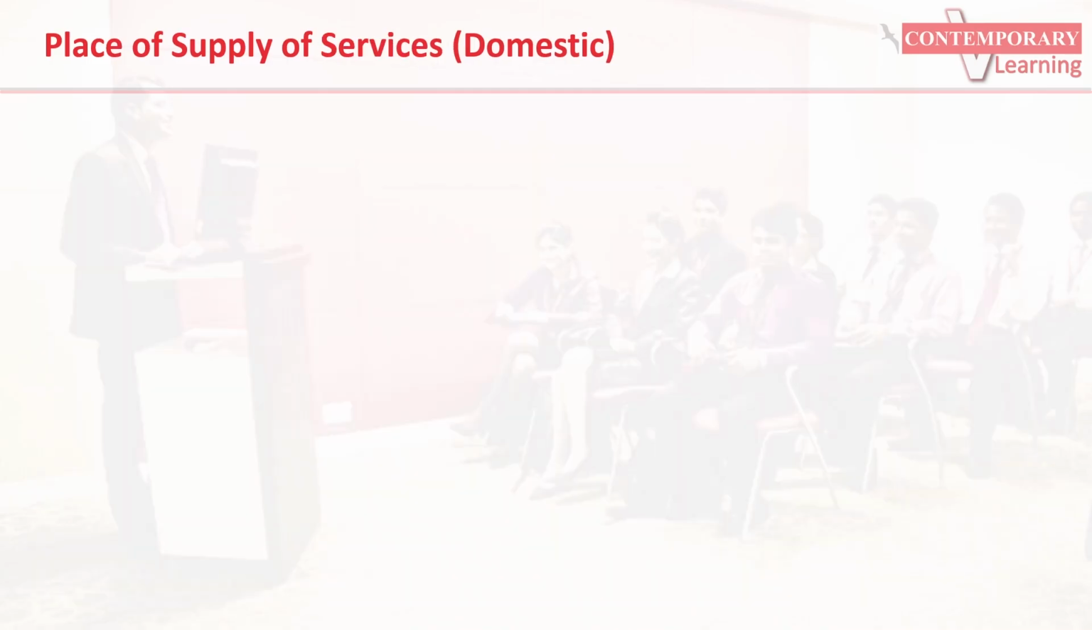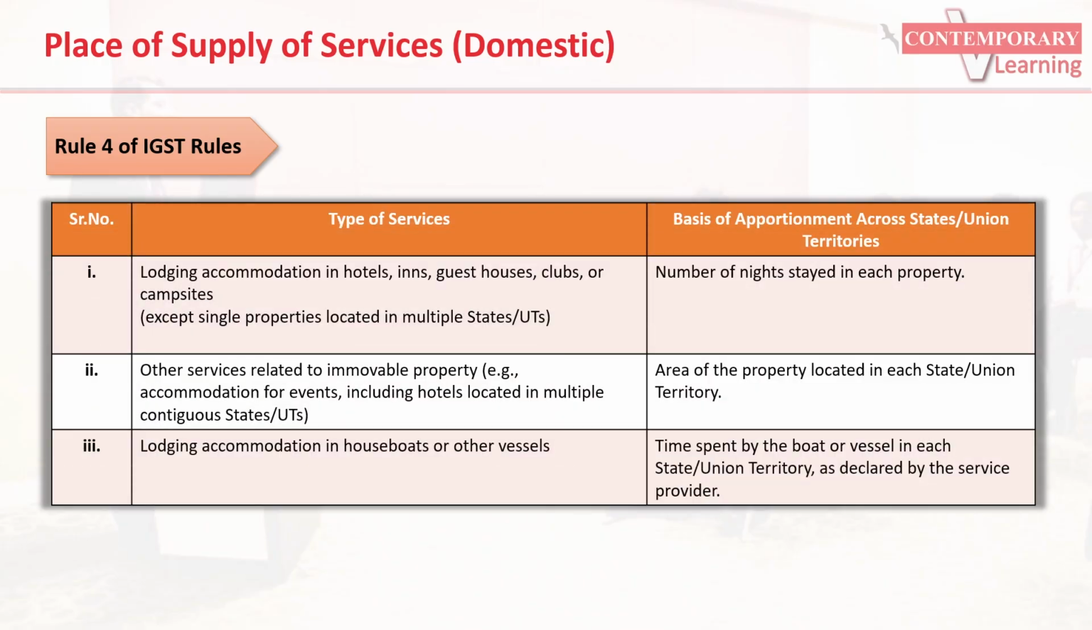What happens when a property spans multiple states? Now, Rule 4 of IGST provides clear guidance. For hotels, you apportion based on nights stayed in each state. For other immovable property services, you use the area located in each state. For houseboats, it's based on time spent in each state's waters. These rules ensure fair tax distribution across jurisdictions.